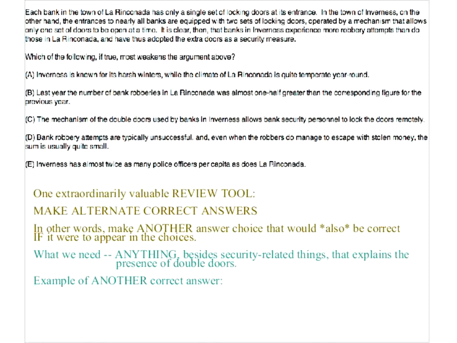An example of another correct answer would be: Inverness has a law specifying that all banks must have at least one 24-hour ATM indoors. That would also be a correct answer here. Smiley face if you understand why that's also a correct answer, and other face if you don't. Okay, so that's mostly smiley faces.